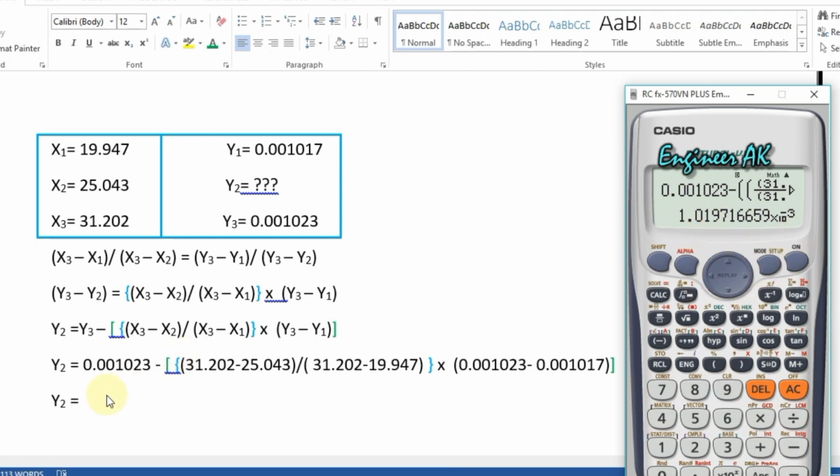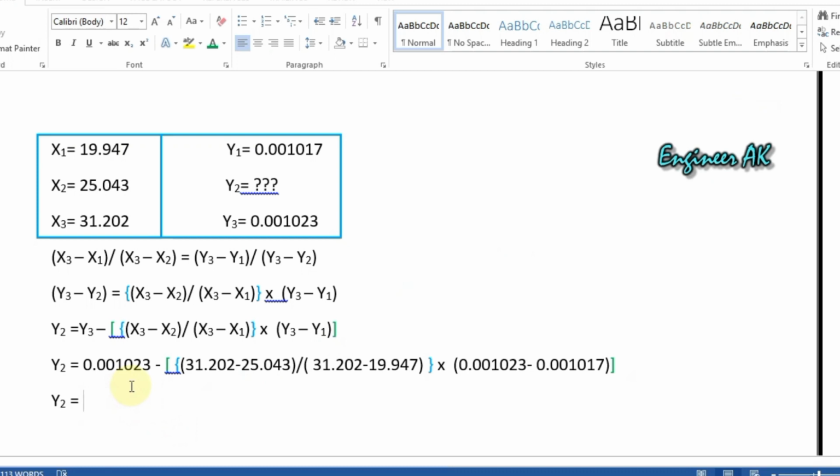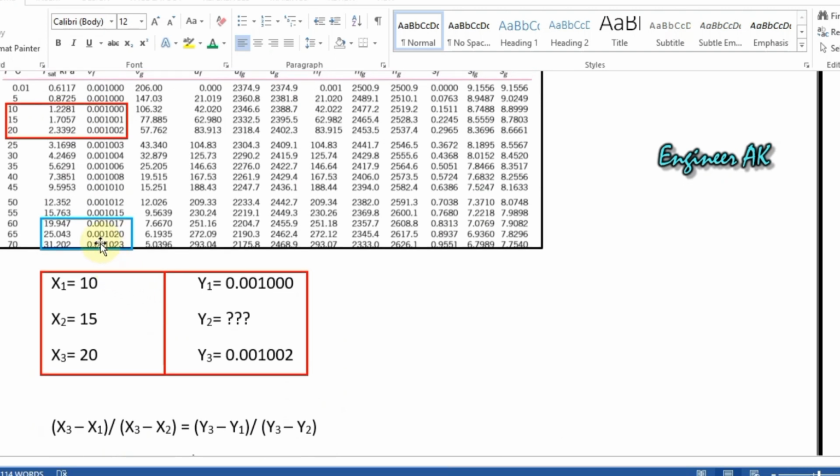So the value that we got is 0.001019, right? Now let's check this value, 0.001019. Here we go, 0.001020 or 19, that is approximately equal to this value, right?